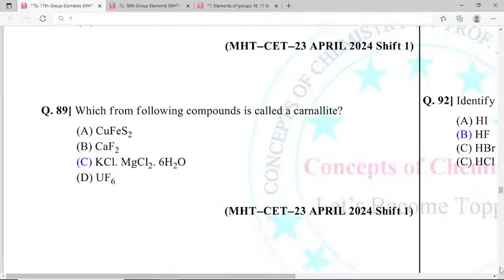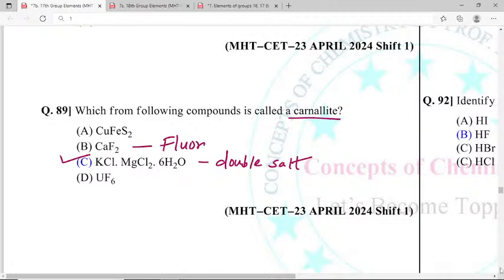Which from the following compounds is carnallite? Carnallite is a double salt. This is called fluorospar. This is called copper pyrite, or chalcopyrite. Chalcopyrite, copper pyrites. Chalcopyrite is also there.